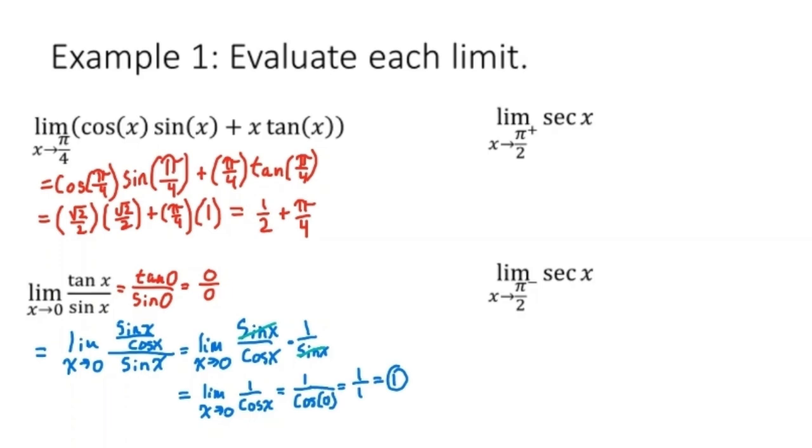Next, we're going to demonstrate why secant of x has a vertical asymptote at x equals pi over 2. A similar exercise can be done to verify that the trigonometric functions that are not continuous everywhere have vertical asymptotes where they're discontinuous.